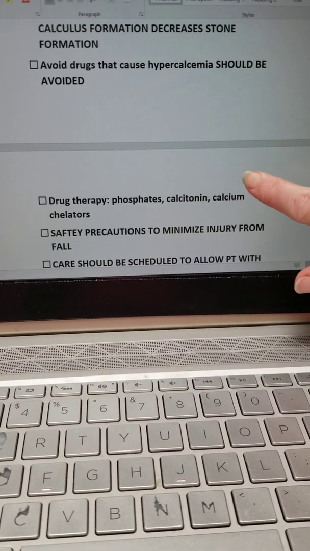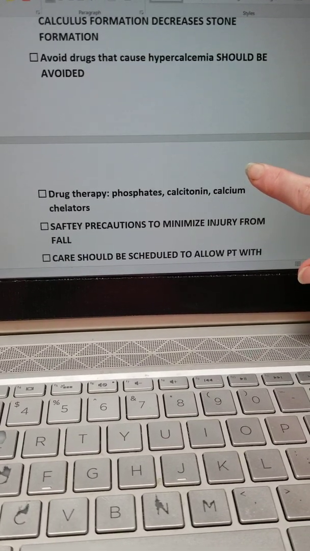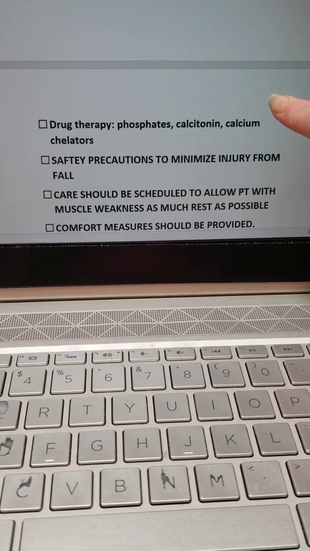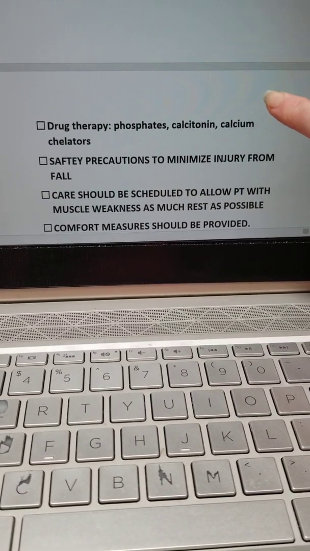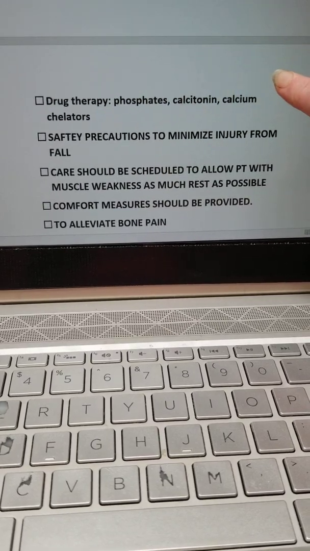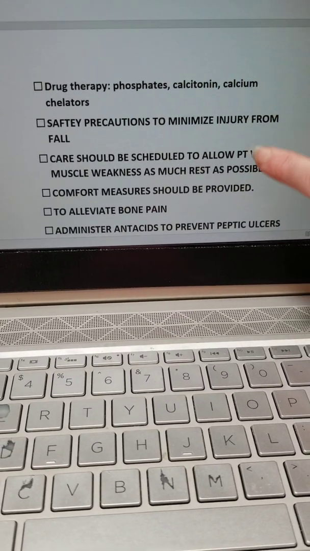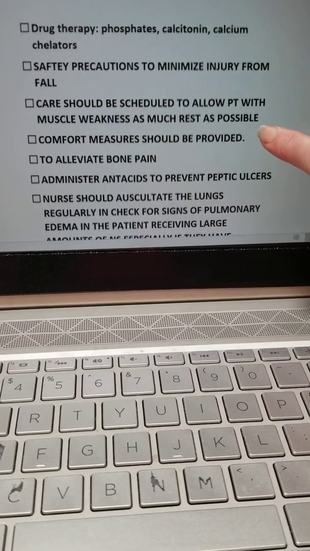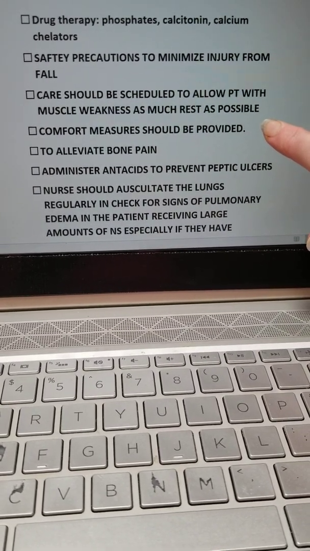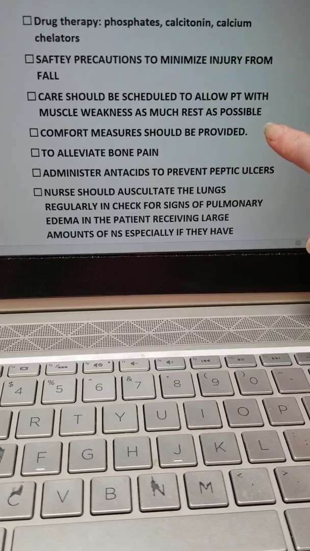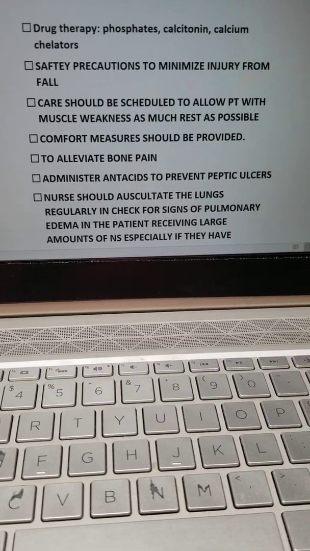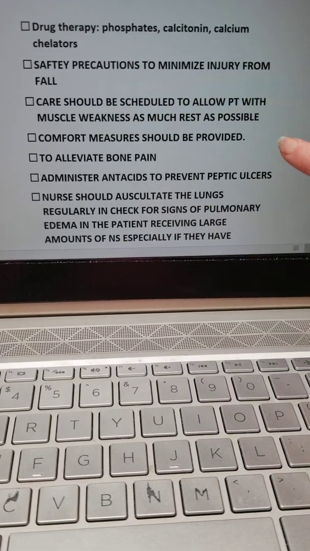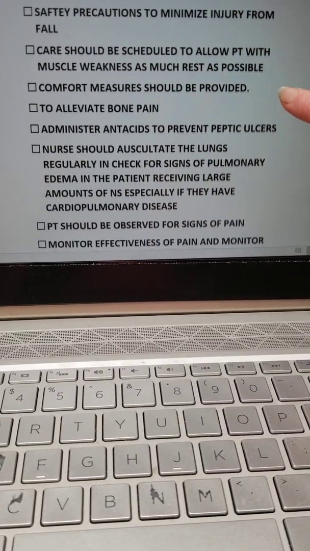Avoid drugs that cause hypercalcemia. Drug therapy: phosphates, calcitonin, and calcium chelators. Safety precautions to minimize injury from falls. Care should be scheduled to allow the patient with muscle weakness as much rest as possible. Provide comfort measures. Alleviate bone pain. Administer antacids to prevent peptic ulcers.